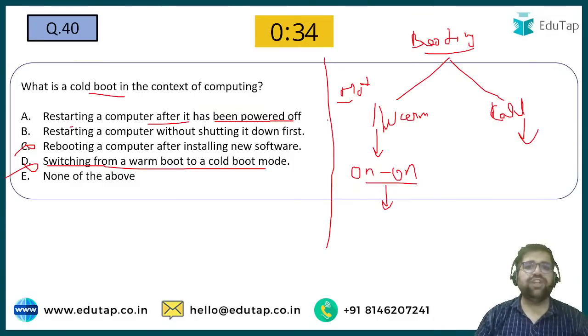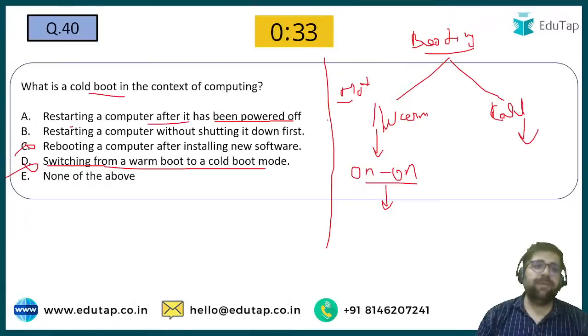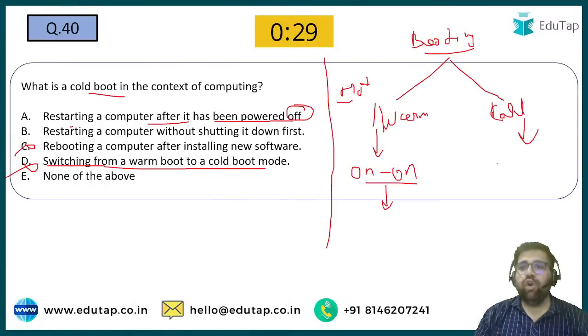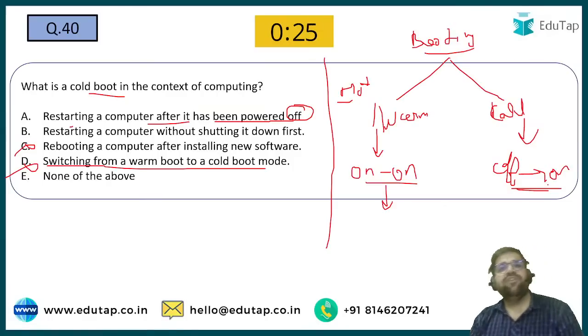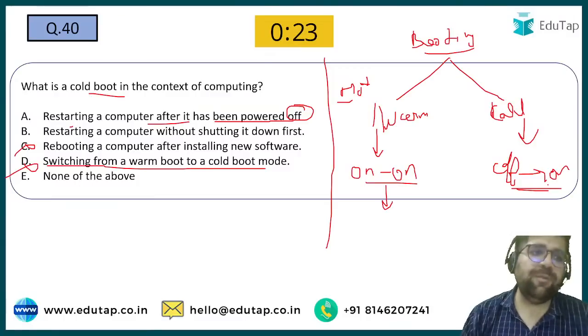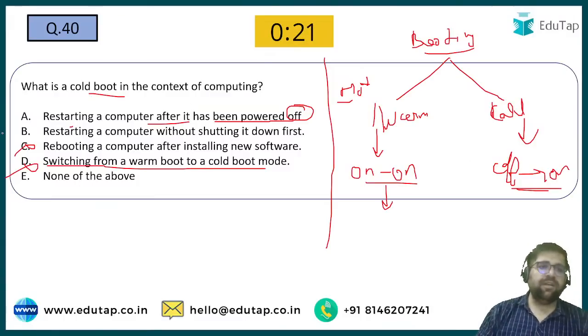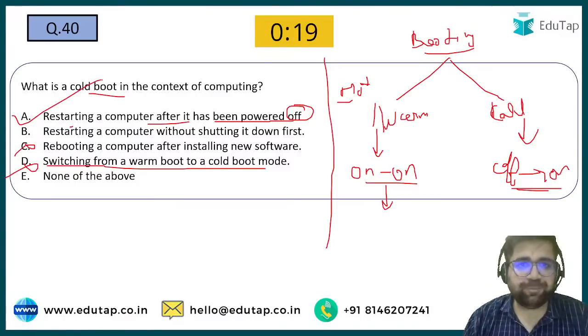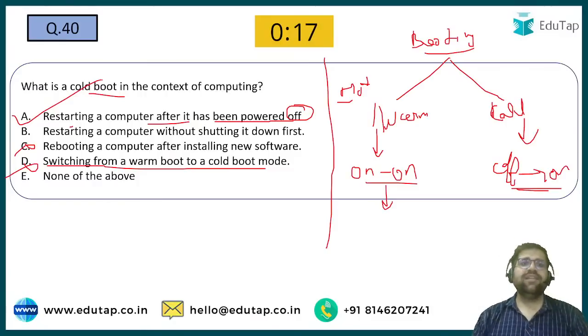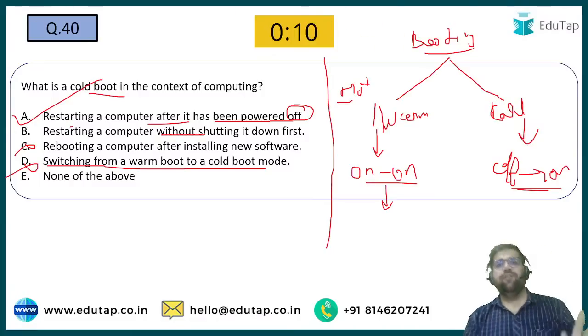Here the answer will be option number A, because in option number A, restarting the computer after it has been powered off. So cold boot mein kya hota hai? Off karte ho aap, fir on karte ho. So this is the difference between warm and cold boot. I hope you remember the basic difference between them now. The answer was option number A. Okay, restarting the computer without shutting it down. So here you are doing a kind of restart. All the restarts are an example of warm boot.